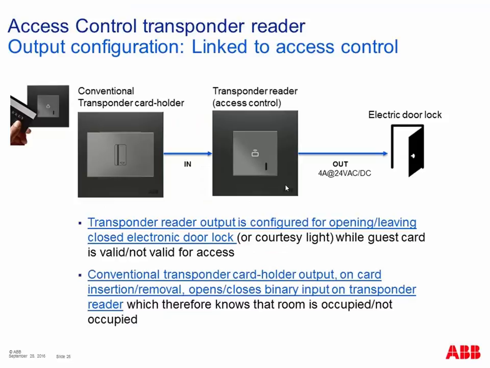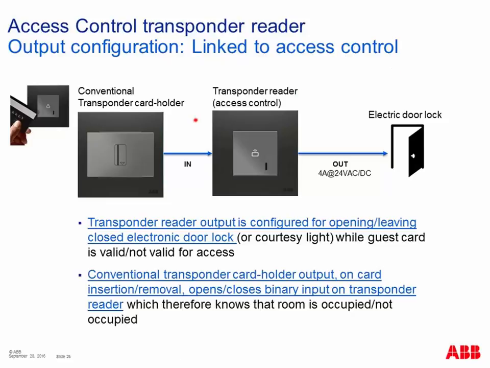The first configuration is linked to access control. What does it mean? It means that the output, the relay of the transponder reader, can react to card validation. So the customer puts a card near the card reader. If the card is valid, programmed and valid, the output is closed. So the electric door lock is controlled and the door opens. This is the main important one, the first configuration, linked to access control.